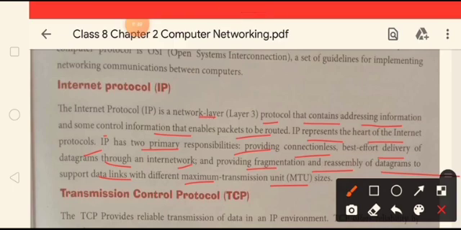So IP is the heart of the Internet protocols. That's why it is known as the heart of the Internet protocols. It has two primary responsibilities. First is providing connectionless best effort delivery of datagram. Okay, it provides the best delivery, means best transmission of data packets. And second one, it is providing fragmentation, means when there is very large data, very large data packets, it divides them into small fragments, small parts. And after that it reassembles them, arranges them again, with maximum transmission unit sizes. Okay, so this is the use of internet protocol.